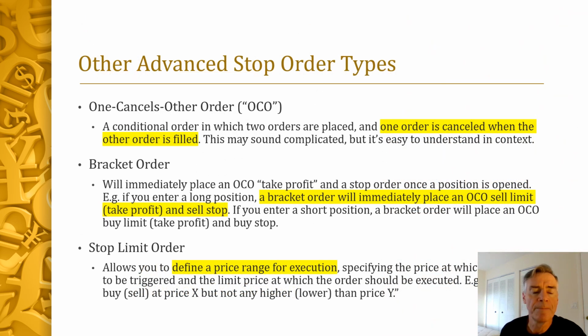Just very briefly, there are a variety of different advanced order or stop order types. I'm not going to go into any of these in any detail whatsoever. Some of them are quite self-explanatory, like one order cancels the other. So as soon as one order is executed, the other one is canceled. If you place an OCO, a bracket is sort of an extension of that, where you can say the bracket order will immediately place a one cancels the other sell limit if you're putting in a sell stop, or otherwise if you enter a short position, you can place an OCO buy limit with a buy stop if you want to take some profit.